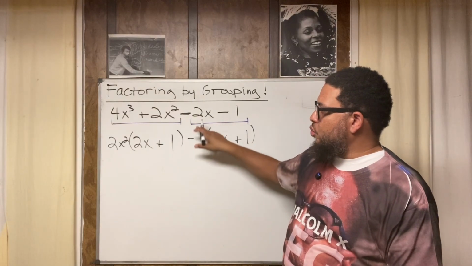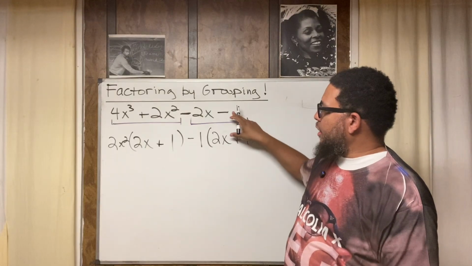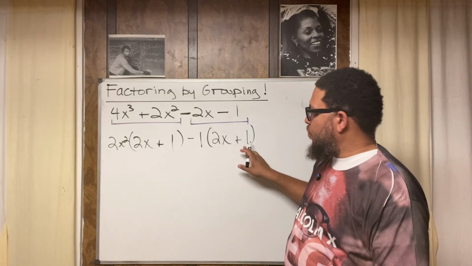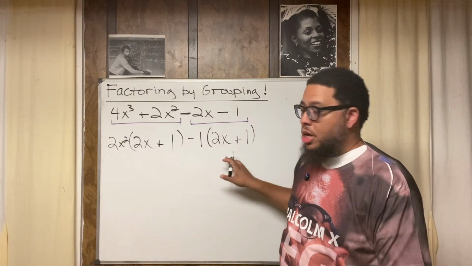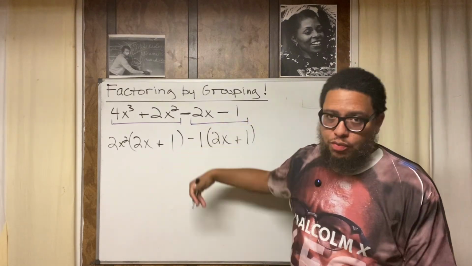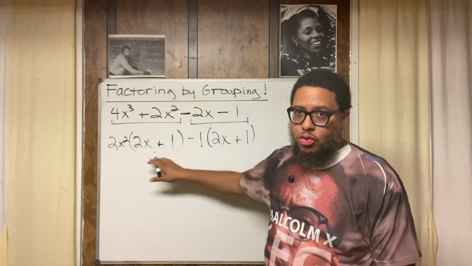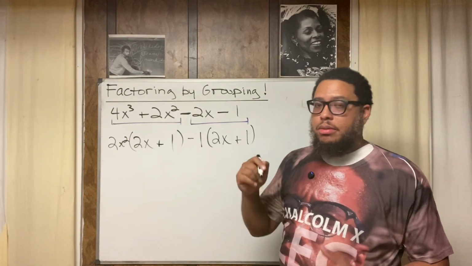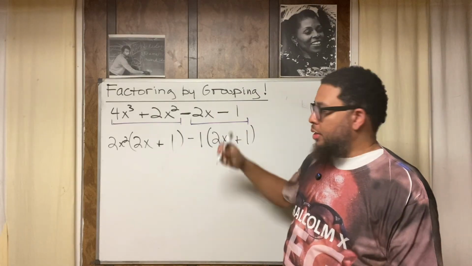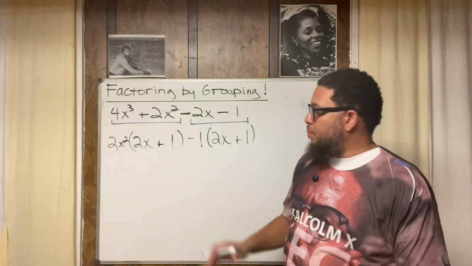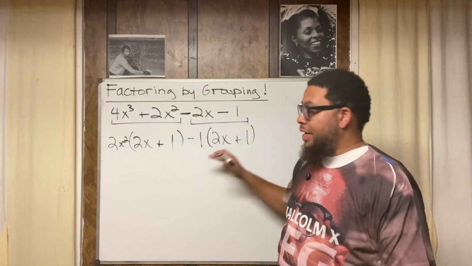I would have had -2x divided by +1, which would have been -2x. Then I would have had -1 divided by +1, which would have been -1. We would have had the same terms with different signs. So we still would have had to factor out a -1 in order to create identical binomials, because that's something else. Put that in your notes, matter of fact. You need identical binomials when you're factoring by grouping. Why do you need identical binomials? Because you need the binomial to be your GCF in your next step.